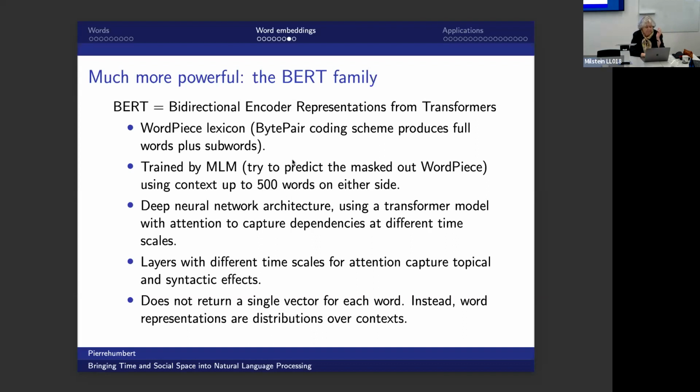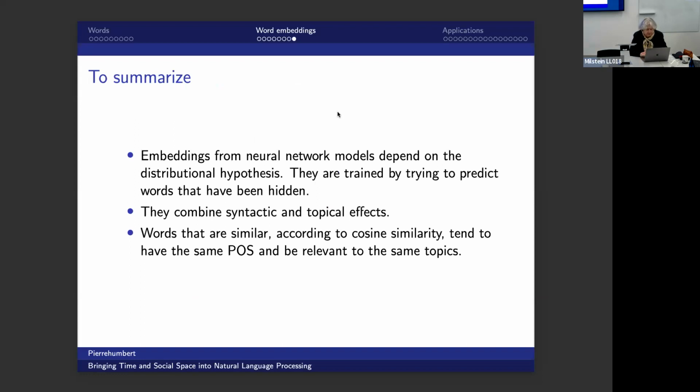Okay, so now just to summarize this hasty tour of embeddings. Embeddings from the neural network models depend on the distributional hypothesis. They're trained entirely on word co-occurrence patterns. You can talk about semantics, but they do not know whether there was a lion there or a tiger, right? They do not know whether you meant to say five or six. It's all the word distributions. They combine syntactic and topical effects, and they give us this high-dimensional semantic space, which allows us to use cosine similarity to find things that are similar or dissimilar according to the lights of the model.